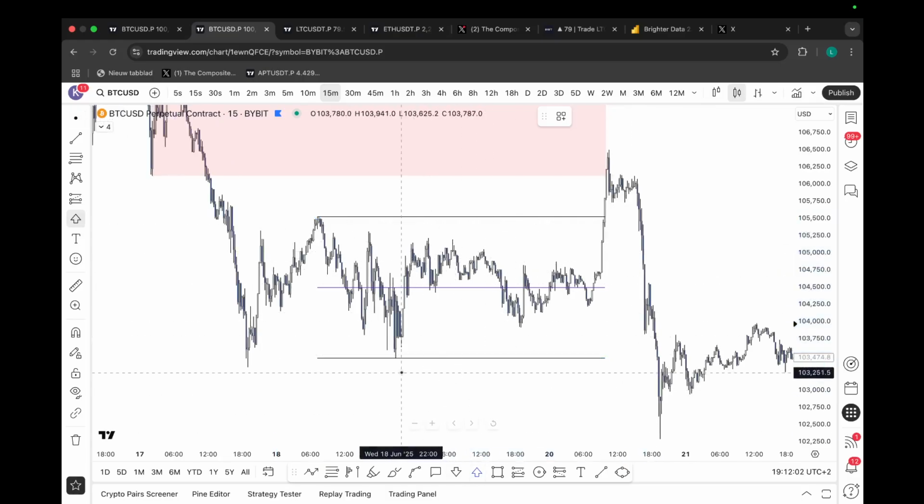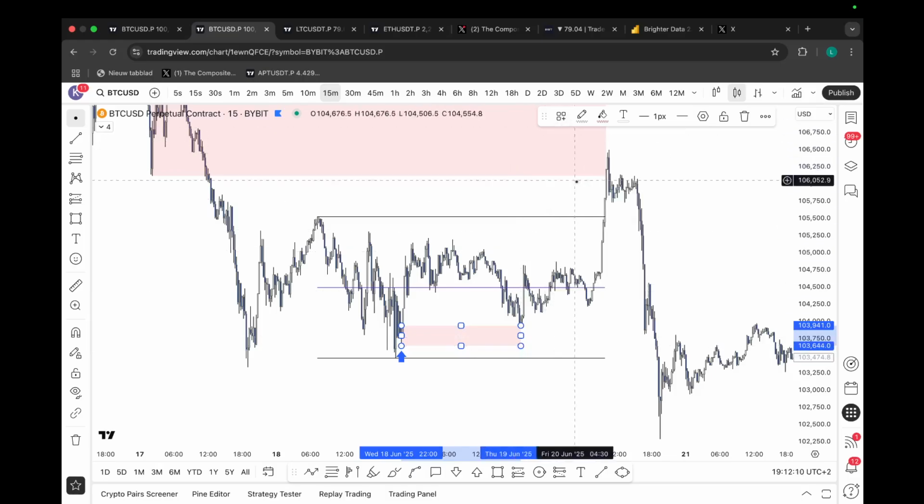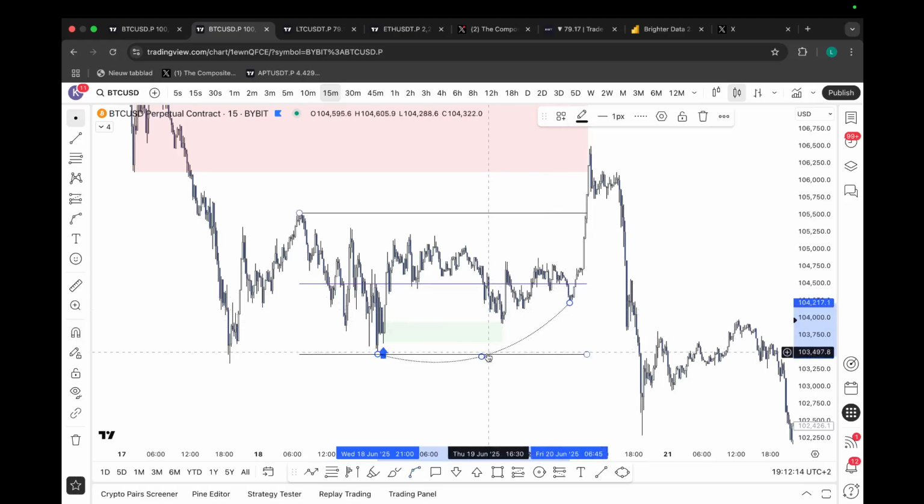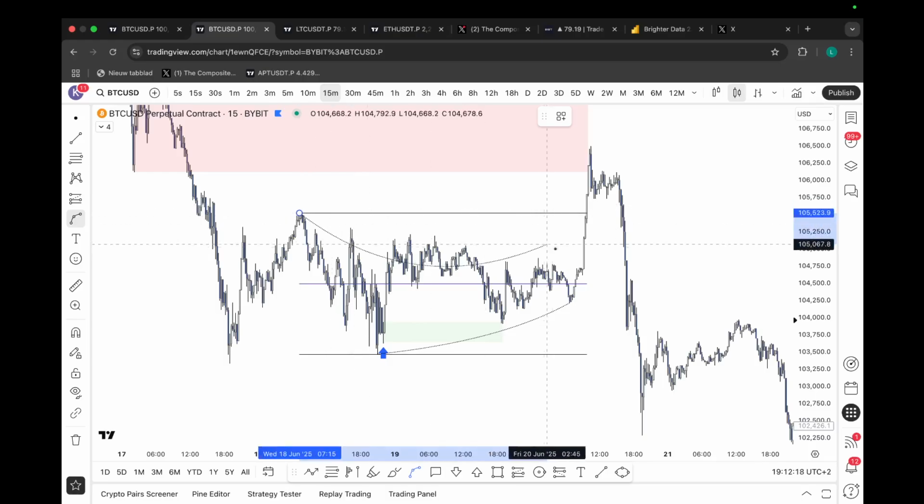were actually long on Bitcoin from right here. Right there, we were long on Bitcoin. We came back for the extreme demand and we saw the expansion towards the upside. But what you can see in this range is that price was compressing. So in this range, you were building higher lows while at the same time also building lower highs.